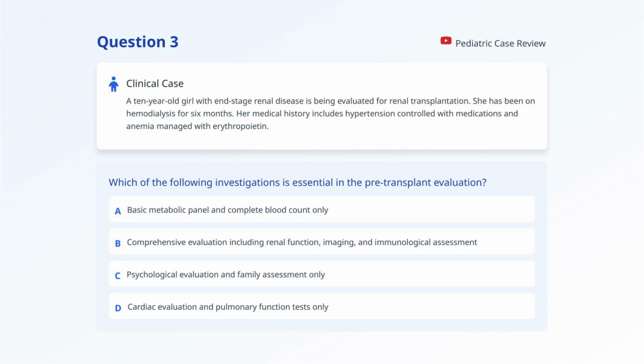Option A, basic metabolic panel and complete blood count only. Option B, comprehensive evaluation including renal function, imaging, and immunological assessment.